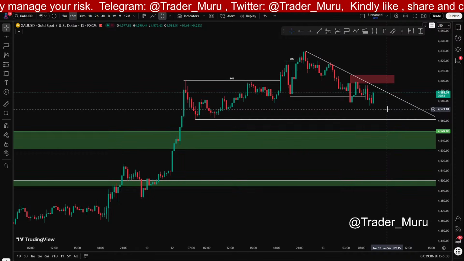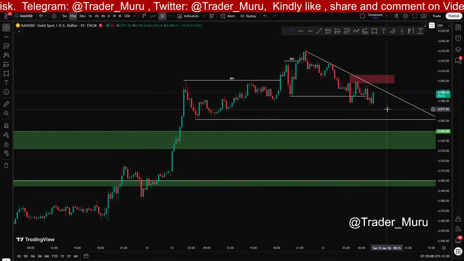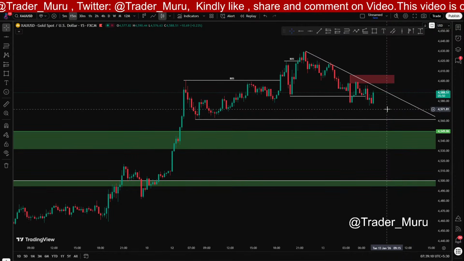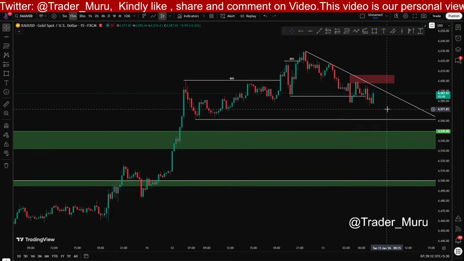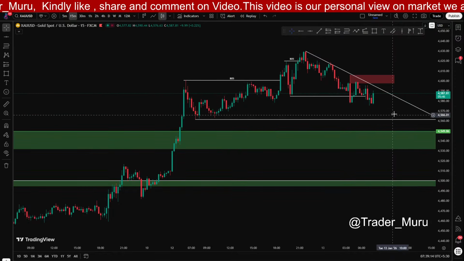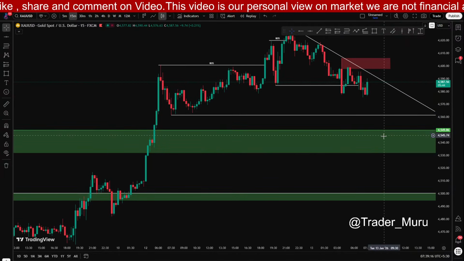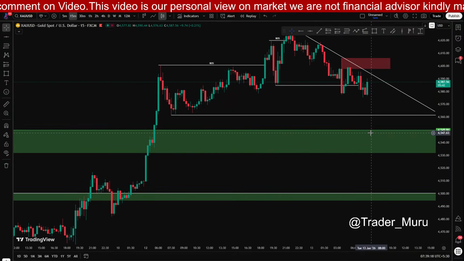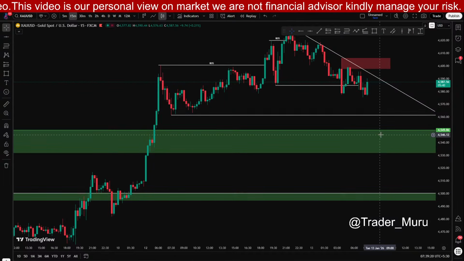When change of character happens in a lower time frame, how do we know which candle will be marked as a buy in a sell zone? Whenever change of character happens, there are some areas from where you can buy.